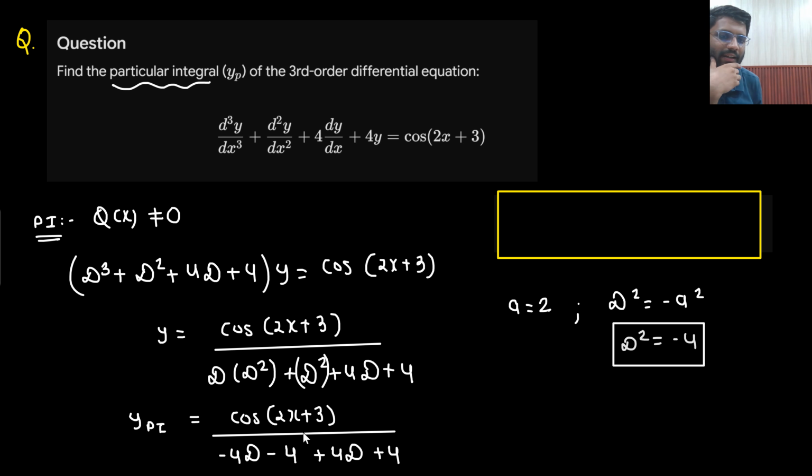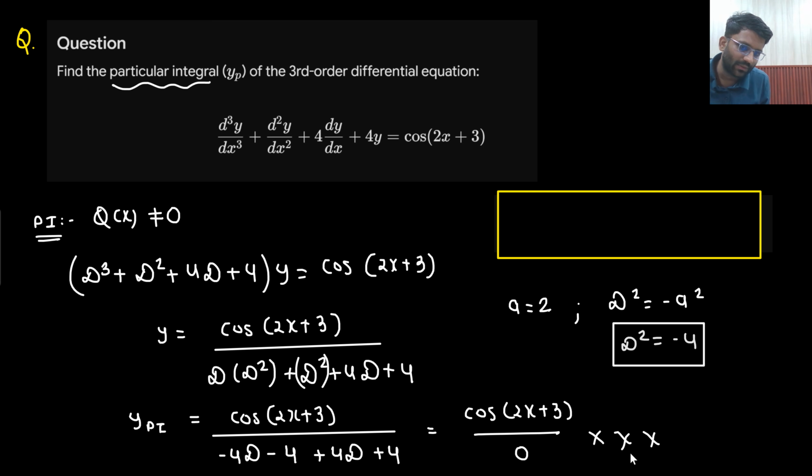Is it creating an issue? Absolutely, sir. Yes, it is creating an issue. Why is that so? Because, sir, it is coming out to be cos of 2x plus 3 divided with 0. That means, sir, it is wrong. Right? So what we will do? Upper side you multiply with x, downward side you differentiate.